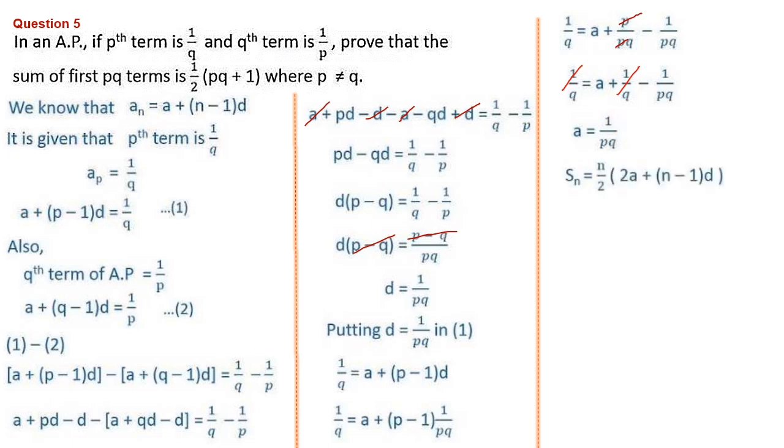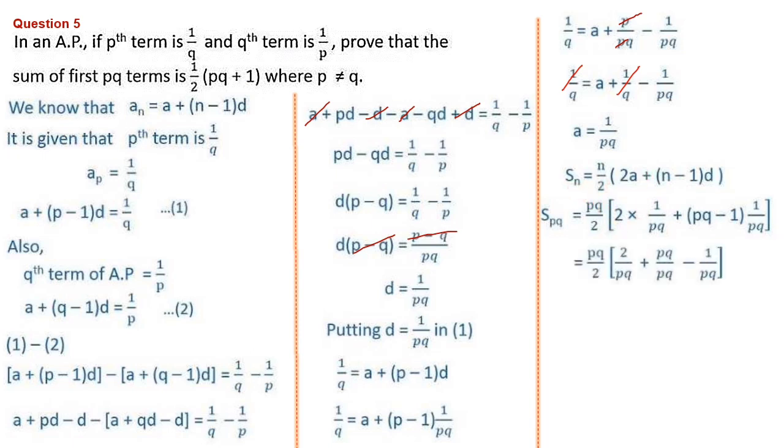Then we have got both a and d. Then Sn is equal to n by 2 into 2a plus n minus 1 into d. This is the formula. We need to calculate the sum of the first pq terms. That means Spq is equal to, replacing n and putting pq, that's all, pq by 2 into, what is a? 2 into 1 by pq plus n minus 1 into d, where d is 1 by pq. So wherever n is there, just put pq, that's all.